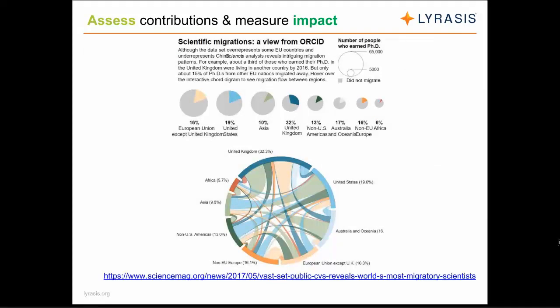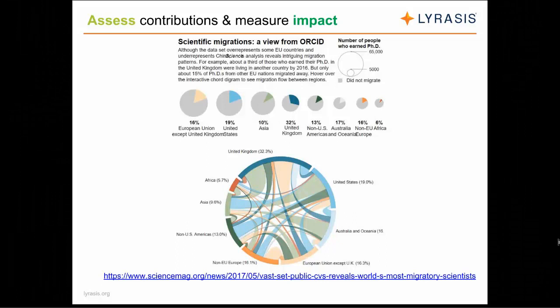And one last example of this, this is actually an interactive visualization that was created for an article in Science magazine that shows migration patterns of scientists across the globe based on ORCID data. The article actually provides additional graphs and statistics, and I would encourage afterwards when the slides are sent out to visit the link here because it's actually a very interesting article.